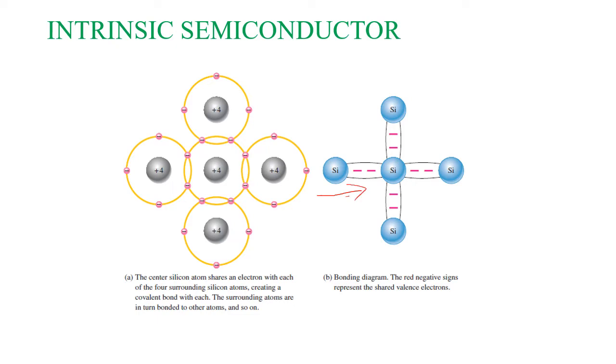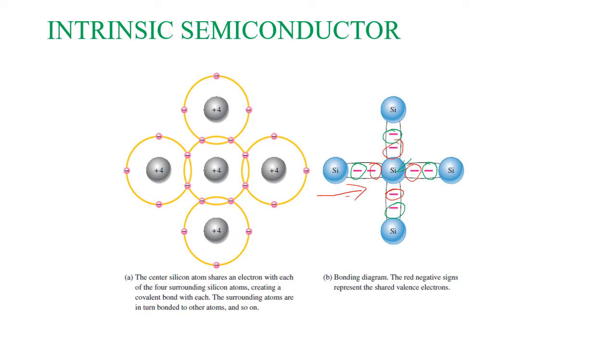This silicon atom is having 1, 2, 3, 4, 4 valence electrons, and it is surrounded by another 4 silicon atoms, and each silicon atom shares 1 to this silicon atom. Okay, so now you can see for this silicon it is having 4 valence electrons and each silicon atom shares 1, so making it 4.